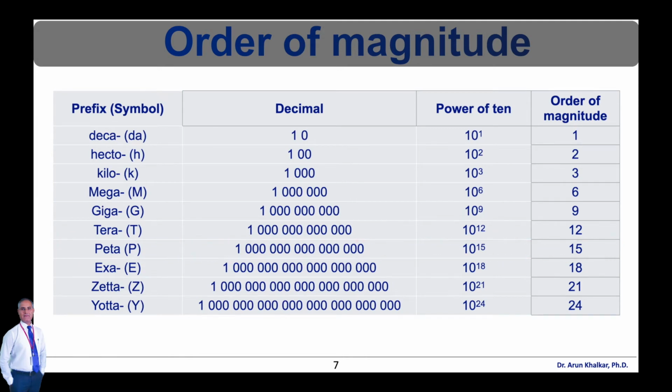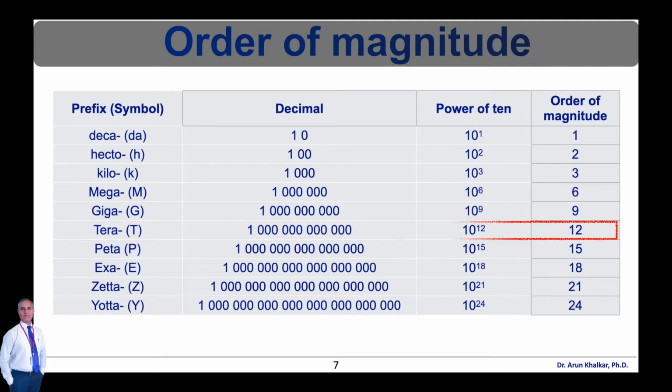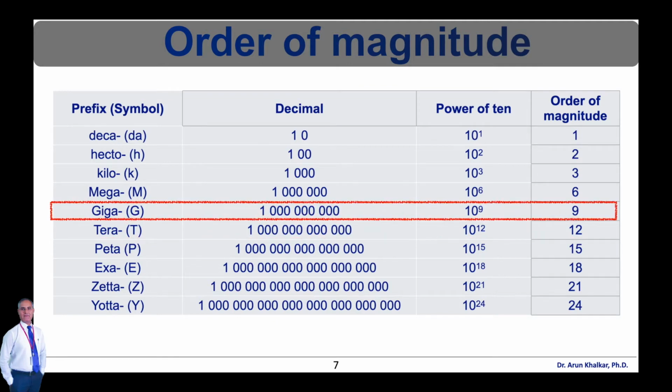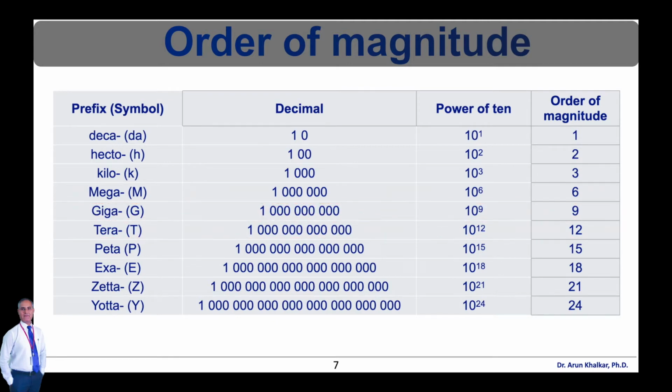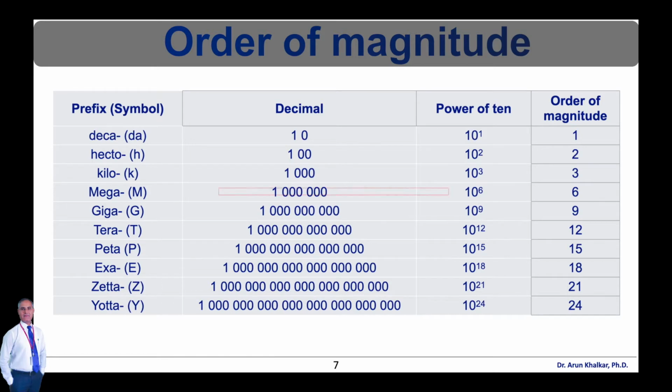Next one, 10 raised to 15, order of magnitude is 15, which is called peta, capital P. Next one is power of 10, 10 raised to 12, order of magnitude is 12, and which is called tera, capital T. Next one is power of 10, 10 raised to 9, order of magnitude is 9, and which is called giga, represented as capital G.